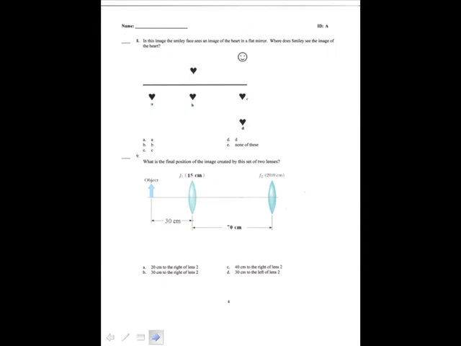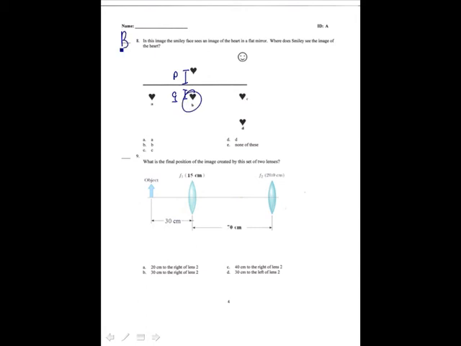In this image, the smiley face sees an image of the heart in a flat mirror. Where does smiley see the image of the heart? Well, for a flat mirror, the image distance is equal to the object distance. So this is P, and this is Q. P is equal to Q, so it has to be B.